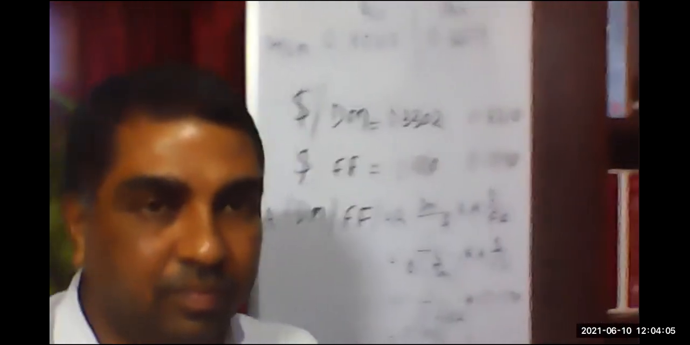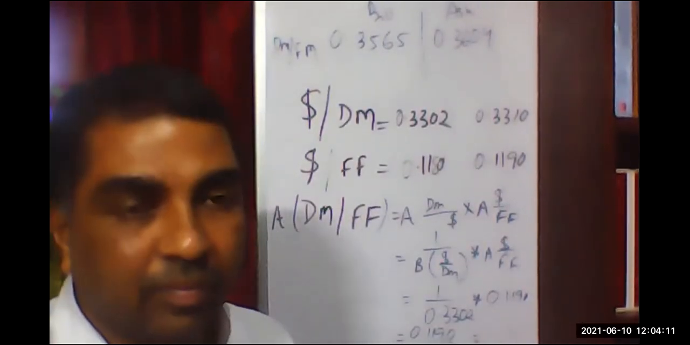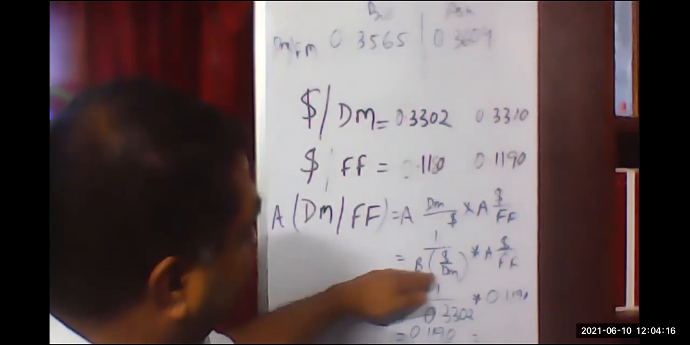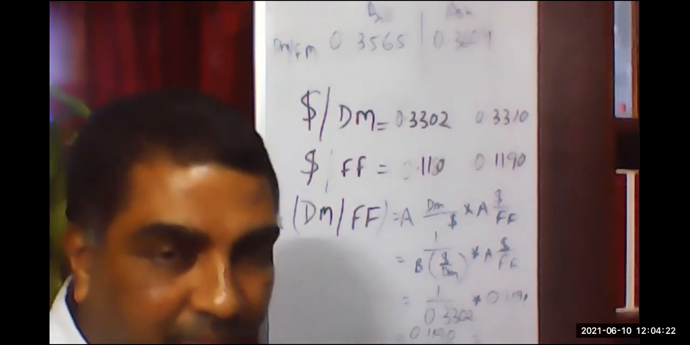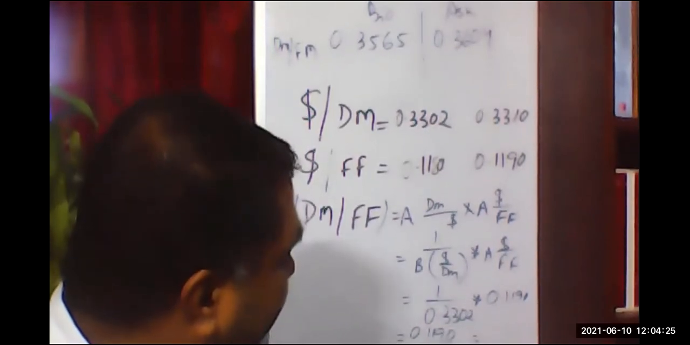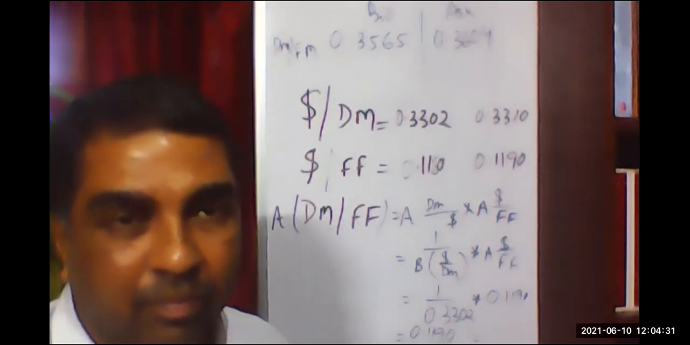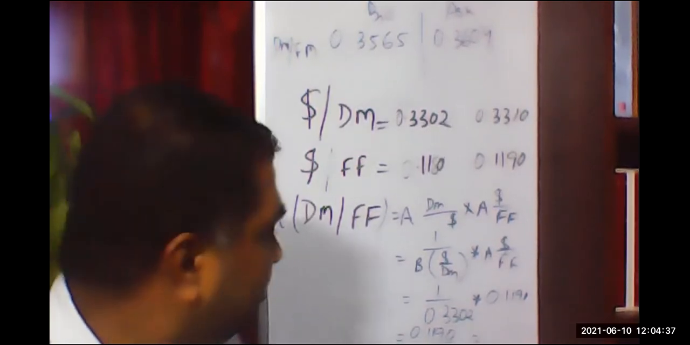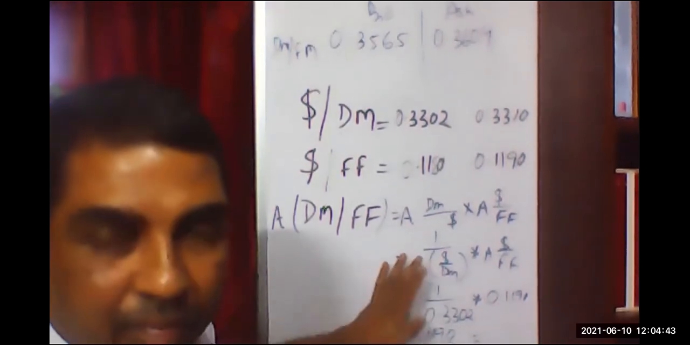Are you getting it? Sir, as you have solved ask DM by dollar, then we can write it 1 by bid dollar by DM. Yes, that's what you have written. Sir, as you have mentioned in the previous classes that ask rate for one currency in the cross currency will be bid rate for the other. So why don't we directly take 1 by 0.3310?